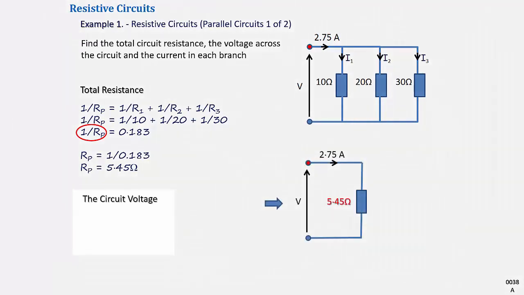To find the total circuit voltage V. By Ohm's law, we know the total circuit voltage V is equal to the total circuit current I times the total circuit resistance Rp. Substituting the values, V equals 2.75 times 5.45, which equals 15 volts.